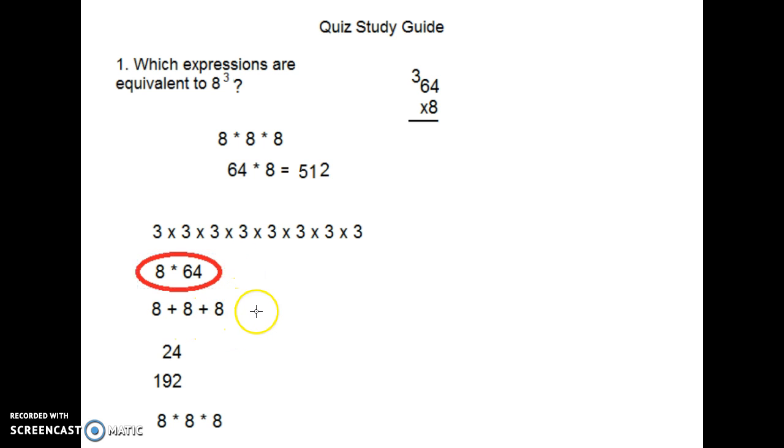8 plus 8 plus 8, that's going to equal what, 24? That's not right, so you can just cross that one off right away. 24 is not right. 192 doesn't equal 512, so that's not right. We know 8 times 8 times 8 is correct because that's how we figured that out, because that's how exponents work. That's how it works when we go to the power of 3.